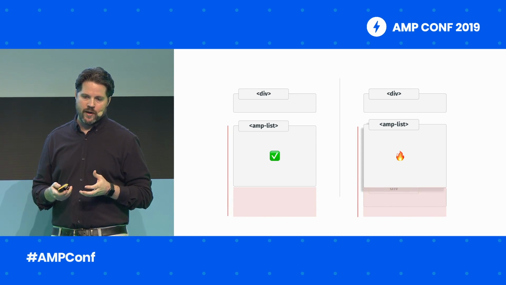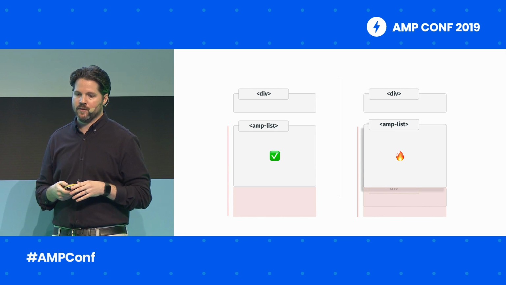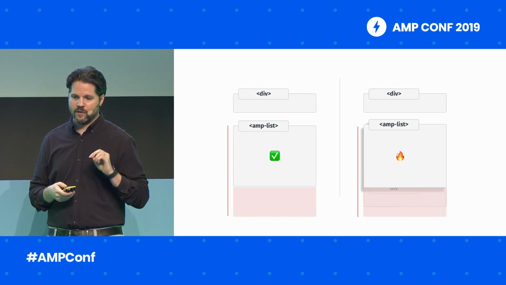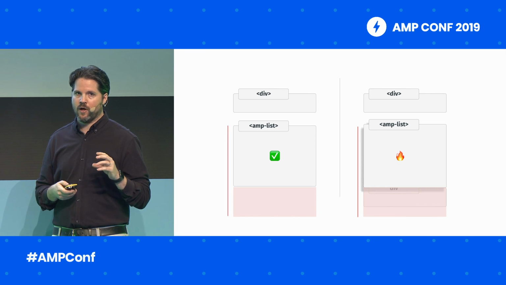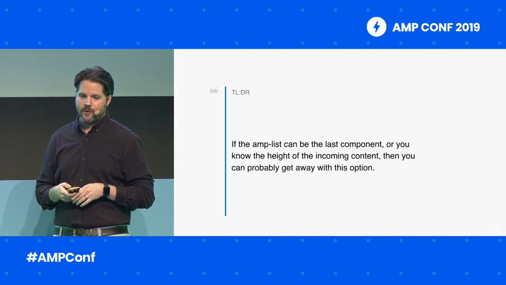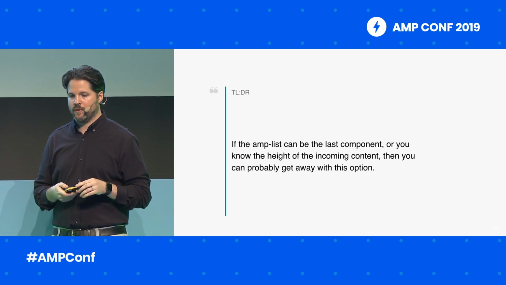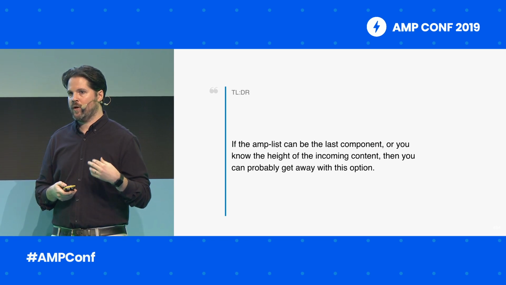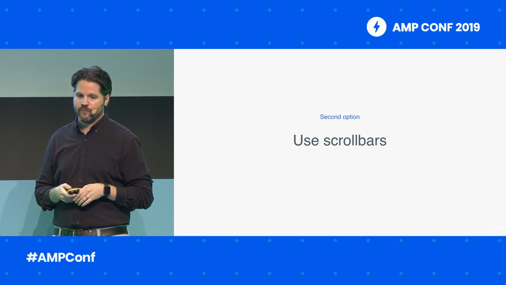And this is just to show why the clipping can occur. The component will take up the entire height you set, leaving you with this kind of clipping space below the component if the content you supply is not big enough to fill the fixed space. So if the AMP list component can be the last component, or you know the height of the incoming content, then you can totally get away with this option.